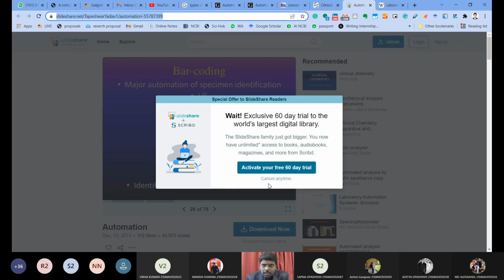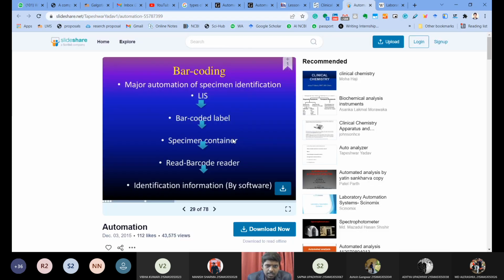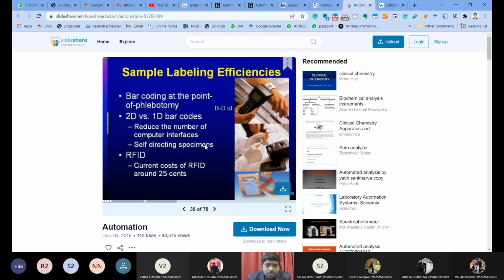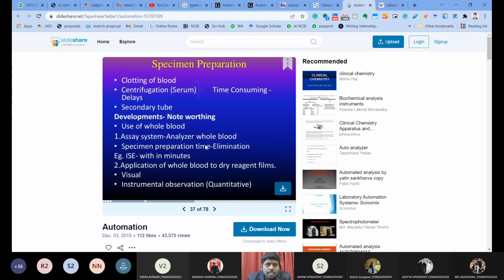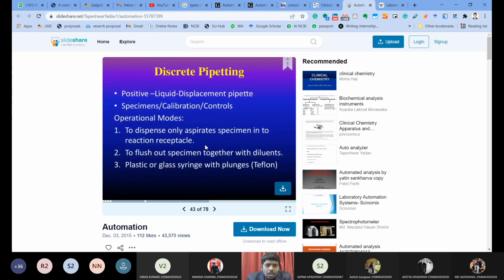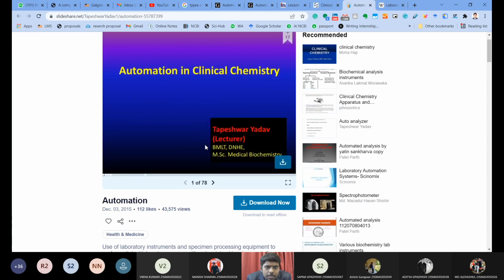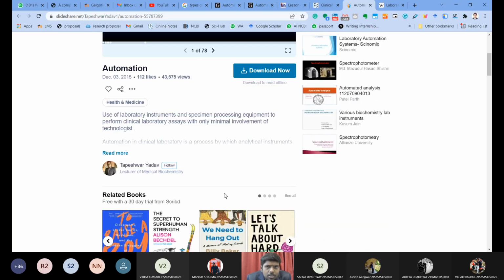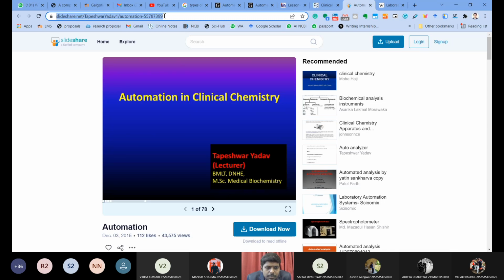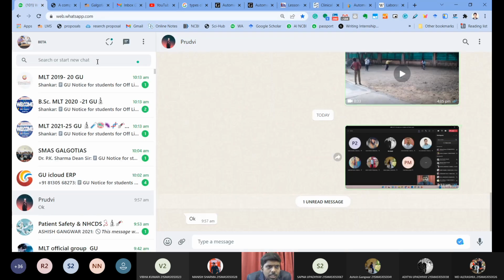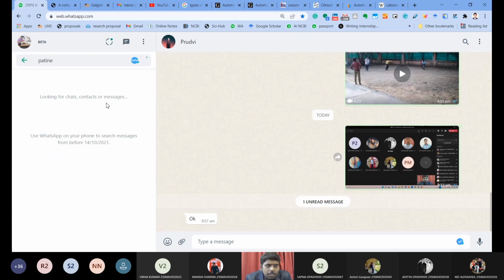I will share these notes with you. So there are automations for barcoding, for labeling, there are automations for everything in the laboratory. I don't know who this person is, but he made very good notes and kept them online. Oh, he's an MLT student only. His name is Tapeswar Yadav, a lecturer from DNHE. He made very good notes on automation. Kindly go through these notes, just for reference. Let me share these notes with you.